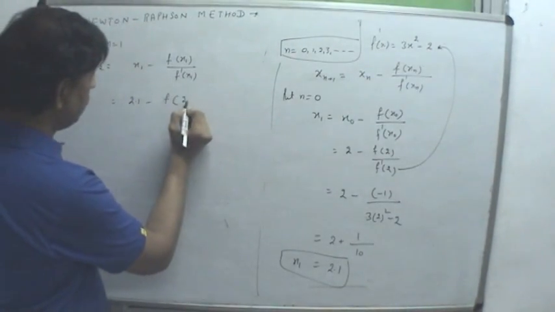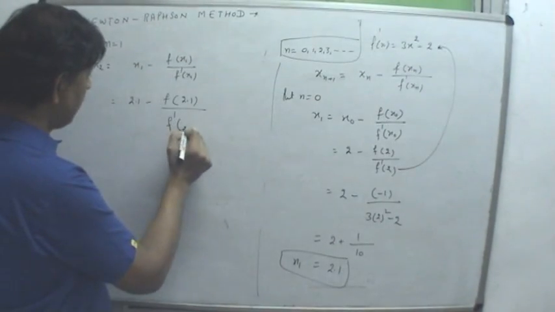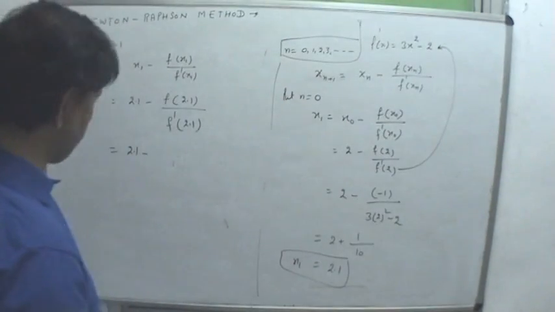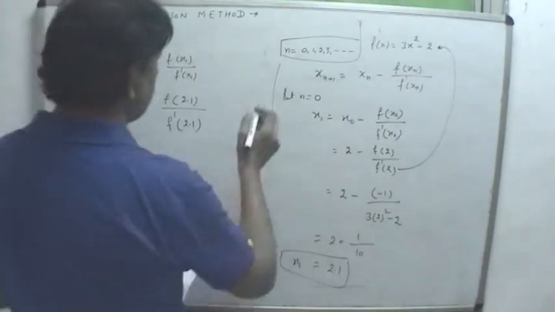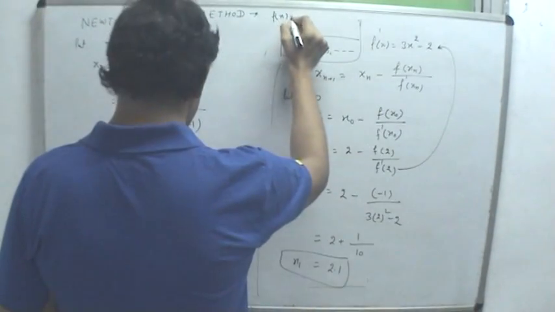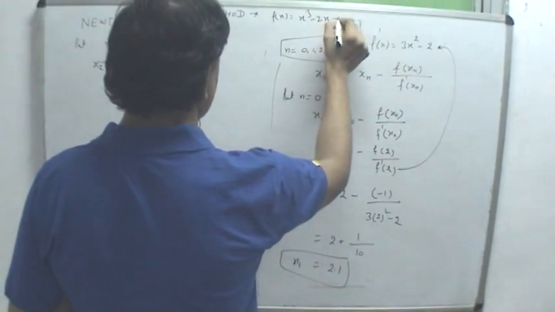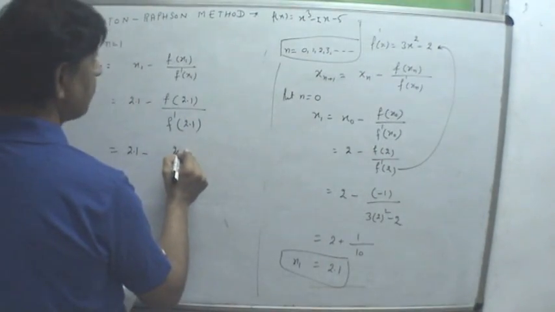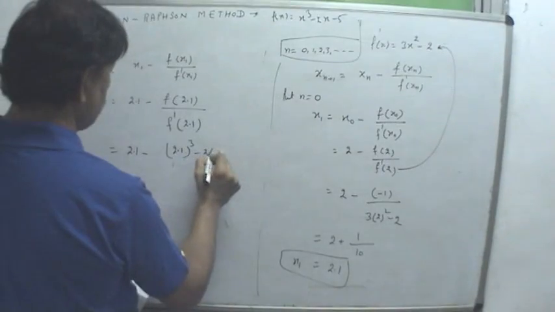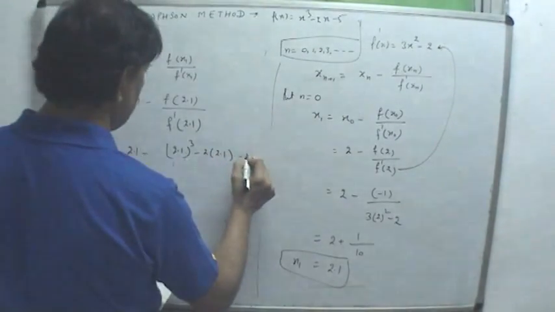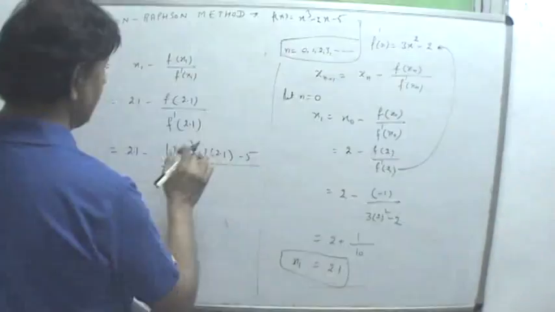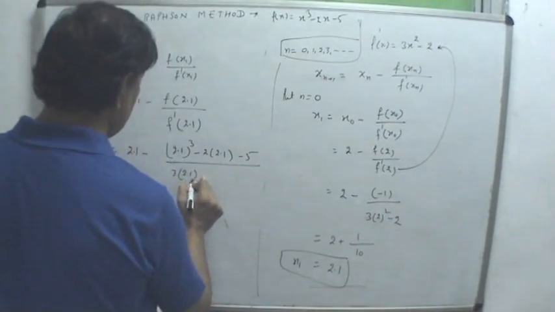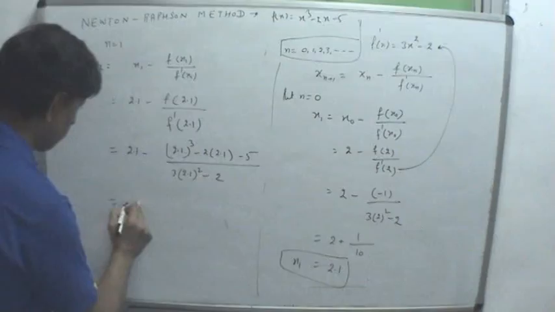2.1 minus f of 2.1 divided by f dash 2.1, that is equal to 2.1 minus f of 2.1. Here we can find it from the function. Our function was f of x equal to x cube minus 2x minus 5, that is 2.1 cube minus 2 into 2.1 minus 5 divided by f dash 2.1. F dash from here is 3 into 2.1 square minus 2, and we can calculate it.